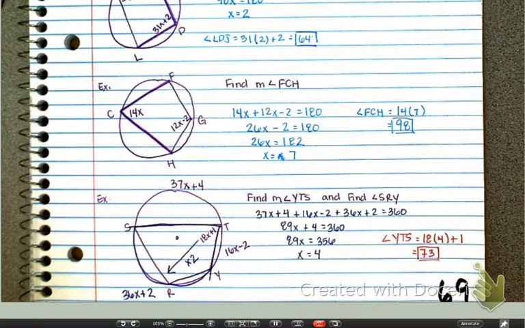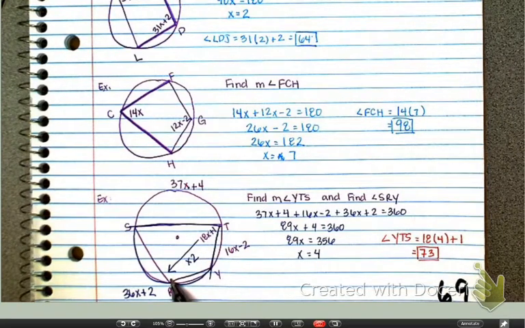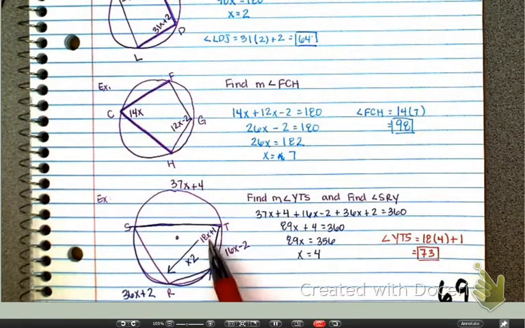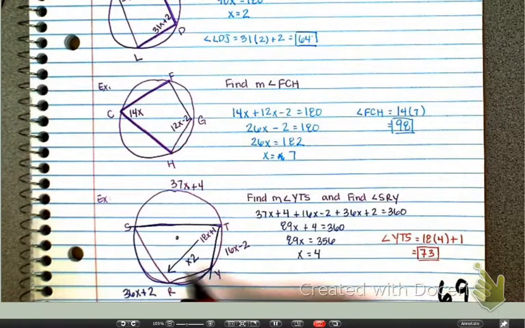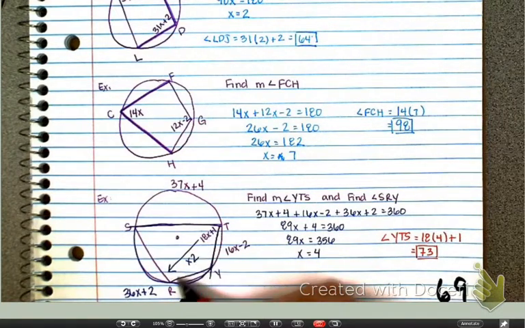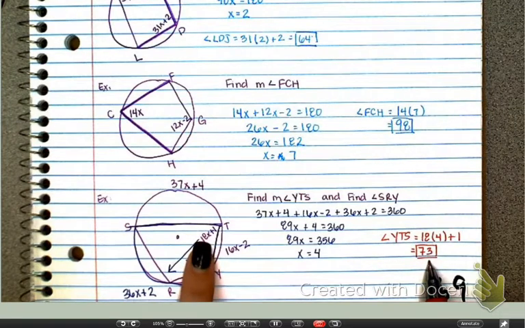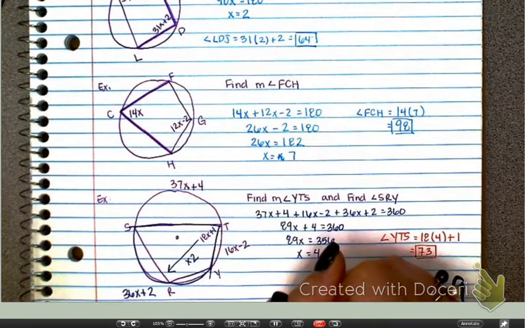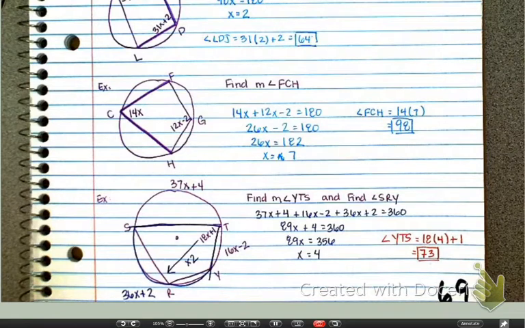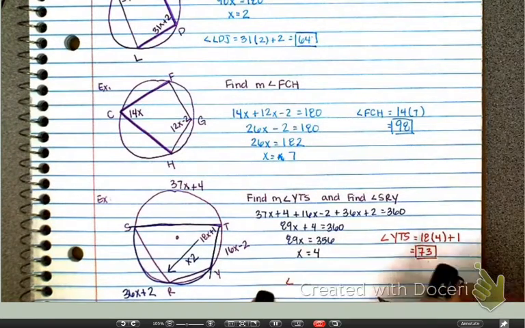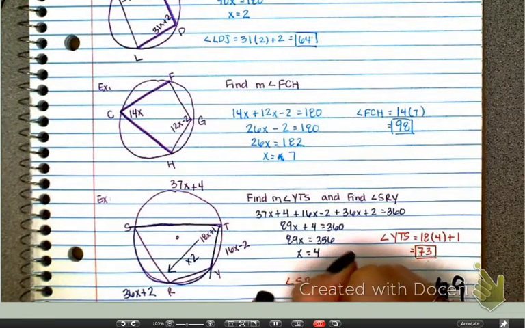Now, how am I going to find angle SRY? How am I going to find this angle here? What do I know about this angle and the one I just found? You should know that they are supplementary. So if both of these equal 180 together, and this one here is 73, 180 minus that 73 gives you 107 for angle SRY.